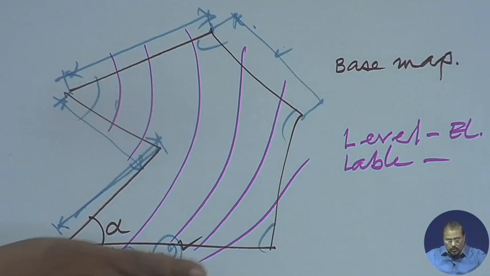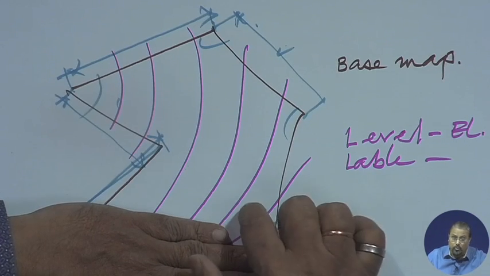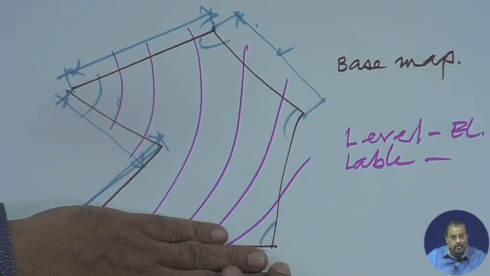Why is it important? I have just covered these two levels. If you now look at the contour drawing, you will not be able to tell me which side is up, which side is higher, which side is lower.